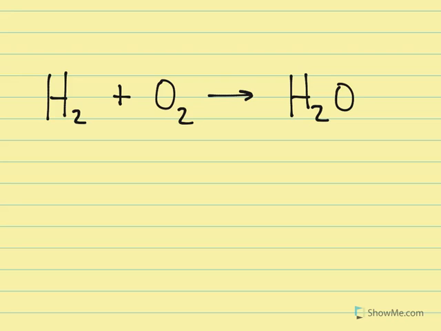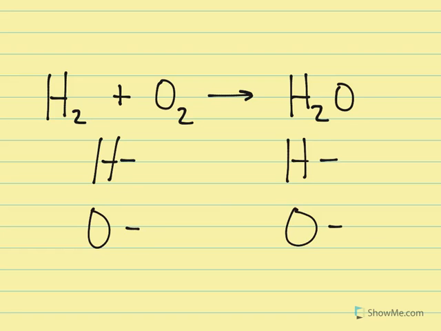So let's try another. We've got H2 plus O2 to make H2O. On the left we have hydrogens and oxygens, and on the right we have hydrogens and oxygens. On the left you've got 2 H's, on the right you've got 2 H's. On the left you've got 2 O's, on the right you've only got 1 O. You need twice as many oxygens on the right side, and the only way to accomplish that, again, is with a coefficient of 2 out front.